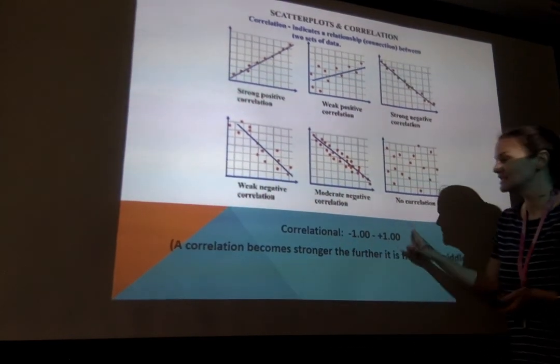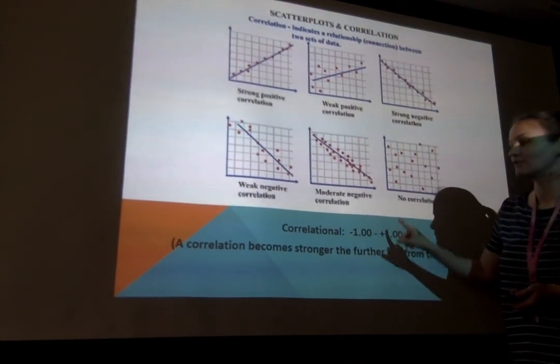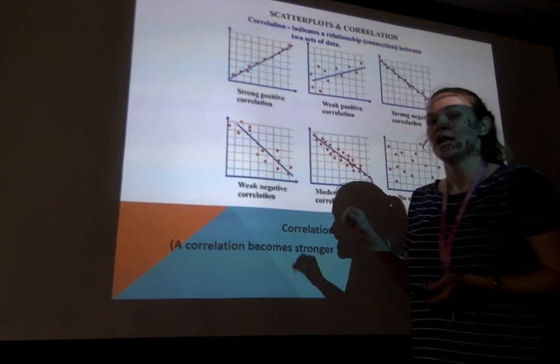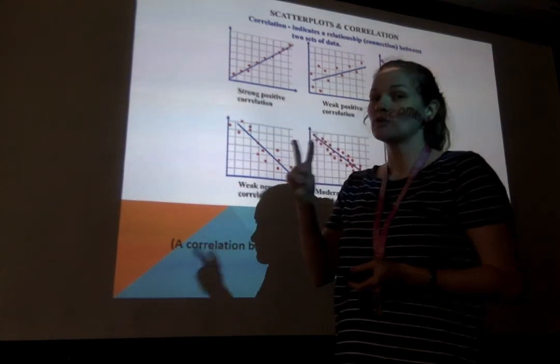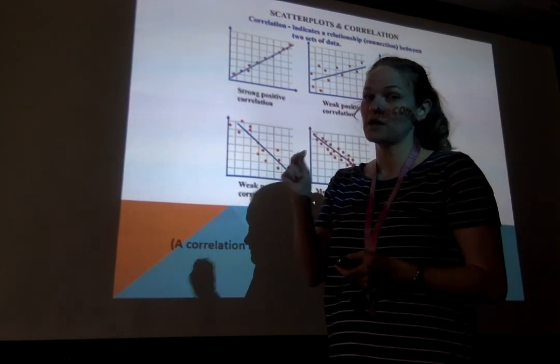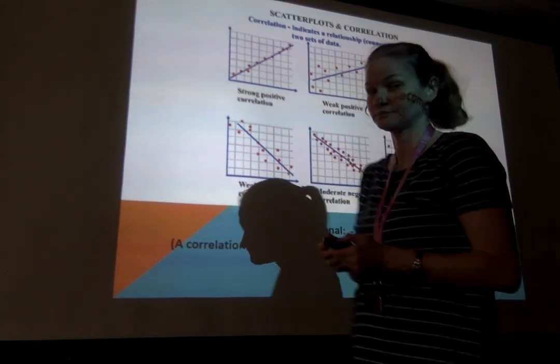So again, this is an important thing, hint, that you'll want to know. Correlations, remember, get stronger as they approach either 1 or -1. And if you're given two correlations, whichever one is closer to 1, whether it be negative or positive, is going to be the stronger correlation.